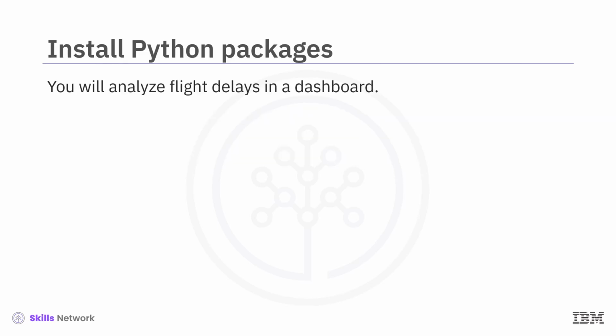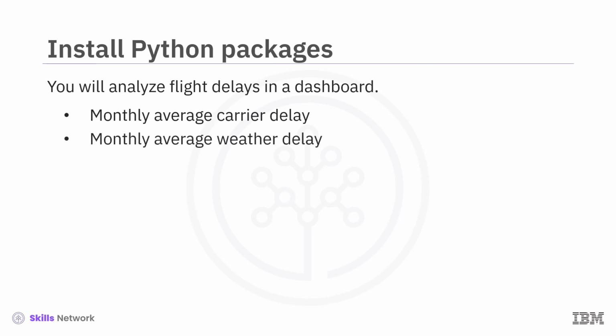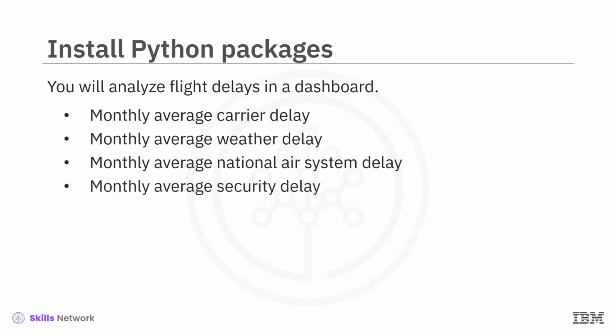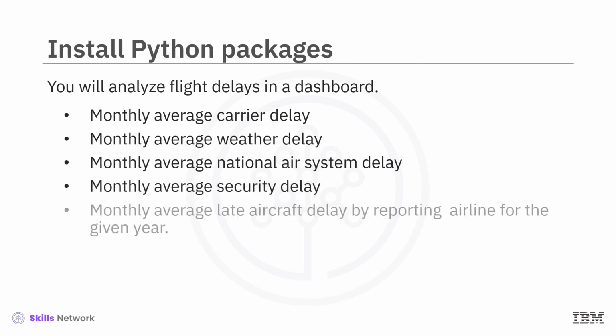You will analyze flight delays in a dashboard. You'll be creating 5 line graphs with dashboard components for monthly average carrier delay, monthly average weather delay, monthly average national air system delay, monthly average security delay, and monthly average late aircraft delay by reporting airline for the given year.